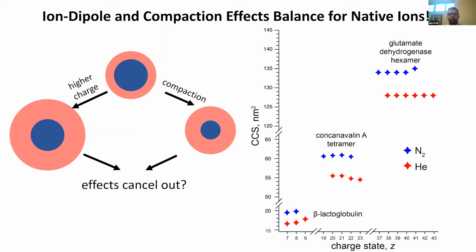Well, experimentally, it's pretty clear as day that across a wide range of protein sizes and charge states, we see that a number of proteins have very flat trends in their collision cross-section with respect to charge. So apparently these two effects are canceling out.